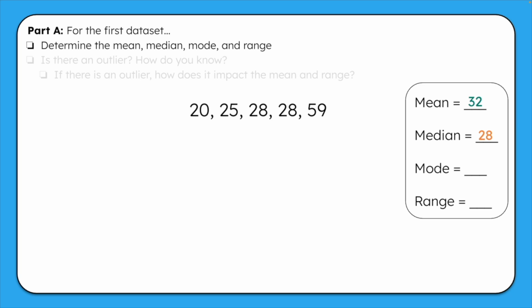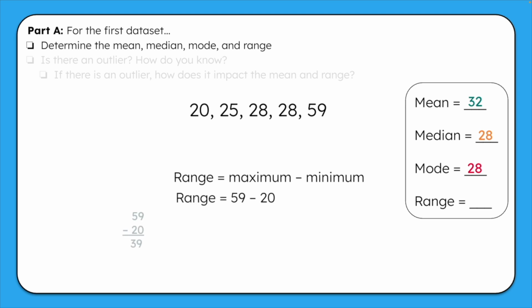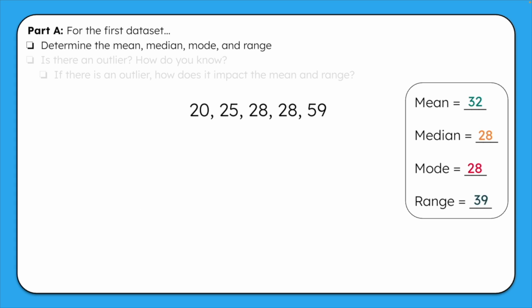Next is the mode, which is the most common number in the dataset. There's 20, 25, 2 28s, and 59. Since there are 2 28s, the mode is 28. Finally, we calculate the range by subtracting the minimum from the maximum. 59 minus 20 is 39, so the range is 39.